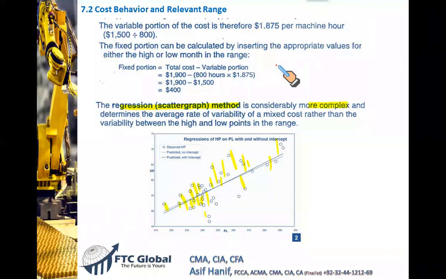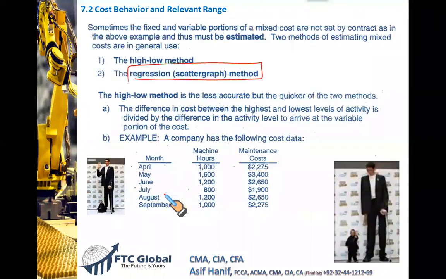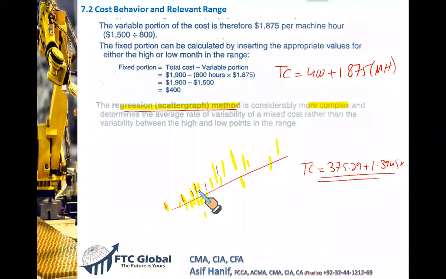Now, let's say the equation I came up with using the Hi-Lo method is 400 plus 1.875 multiplied by machine hour. Using the scatter graph or regression method, where every point is considered and we draw a line that has the least distance from each of these points, that line might look something like this: 375.29 plus 1.3945 times machine hour. This equation will be much more accurate because it has considered every pair of data, unlike in our example, where we took only the highest and the lowest. So the regression method is very accurate, but it is more complex.